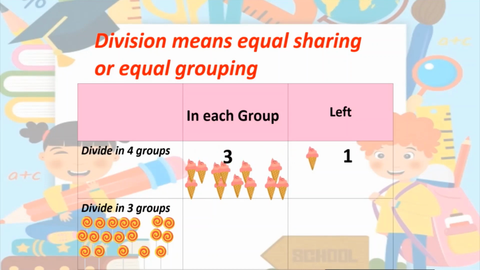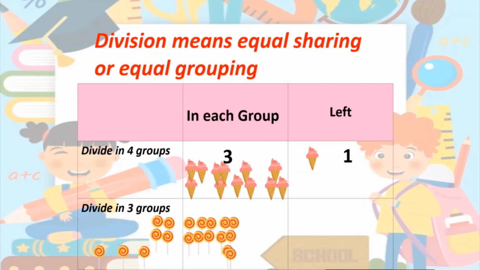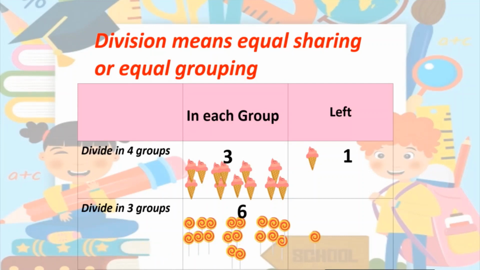So, we put 3 ice cream cones in each group and 1 cone is left. Next, count the number of lollipops, which is 19 here, and in order to divide it into 3 groups, we again divide it by 3, and when we recall the table of 3, we find 3 6s are 18, and so we put 6 lollipops in each group and 1 lollipop remains.